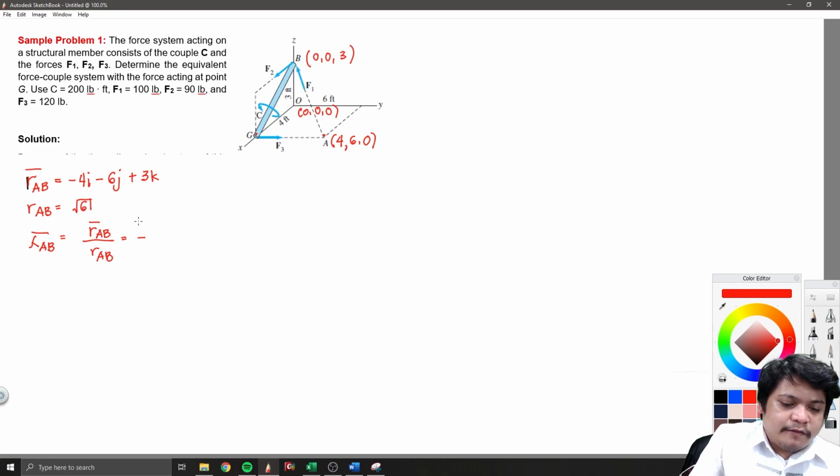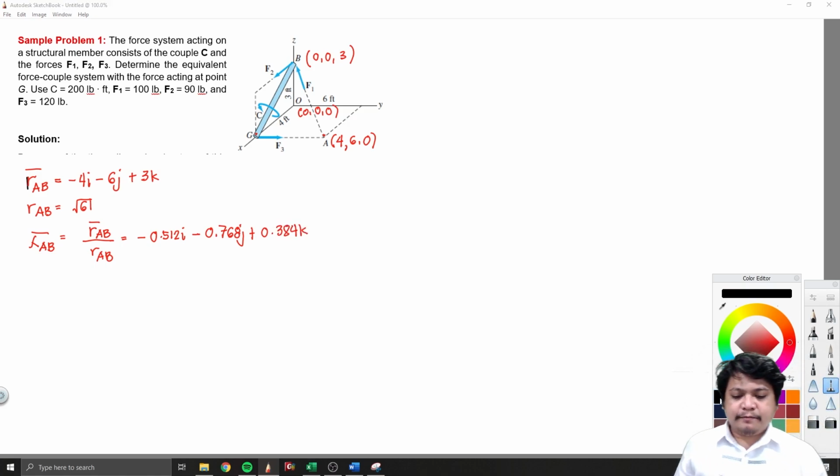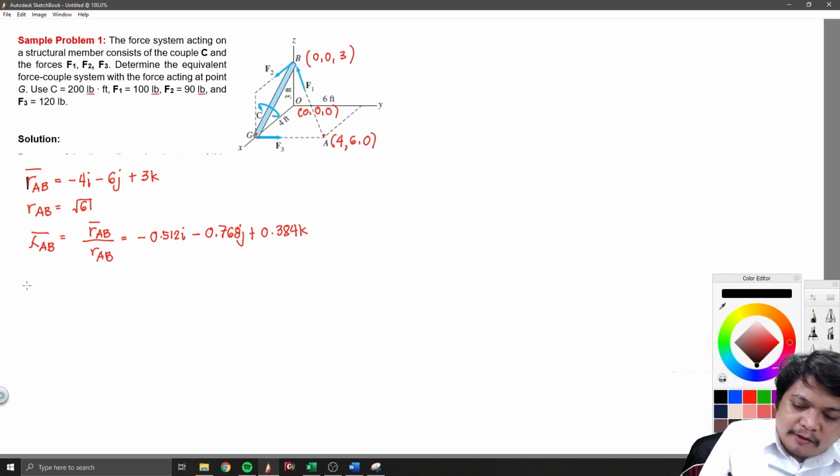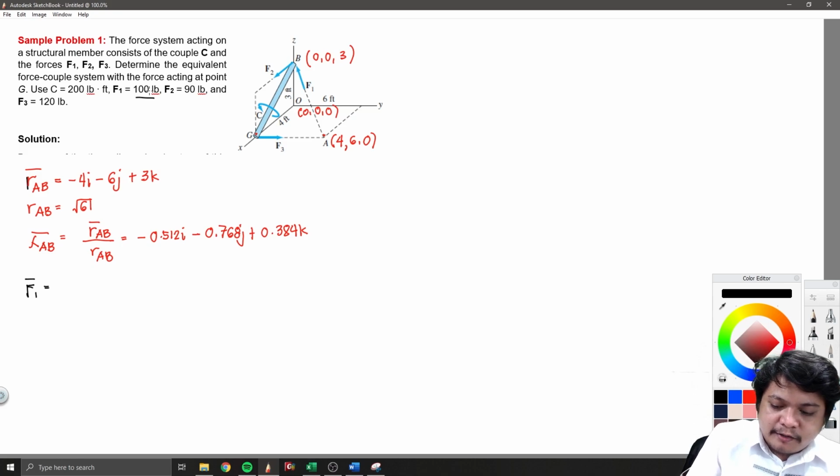Okay, so you have here negative 0.512i. Okay, and then minus 6 naman, minus 0.768 of j, and lastly you will be having here 0.384 of k. Yan. And so, pwede na ako makakuha ngayon ng force 1. So, yung F1 natin is 100 pounds. Mumultiply ko, so F1, and then lambda AB.